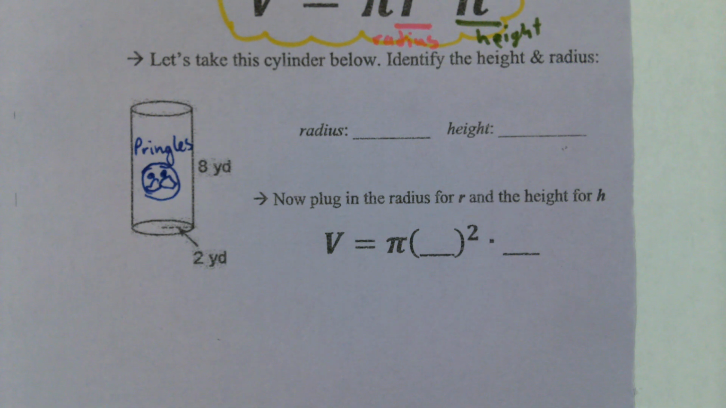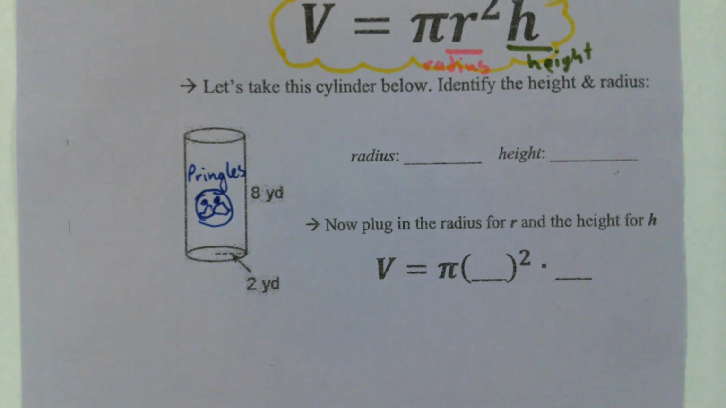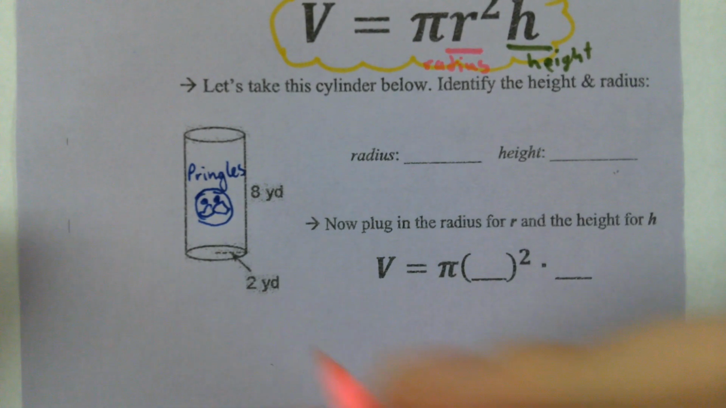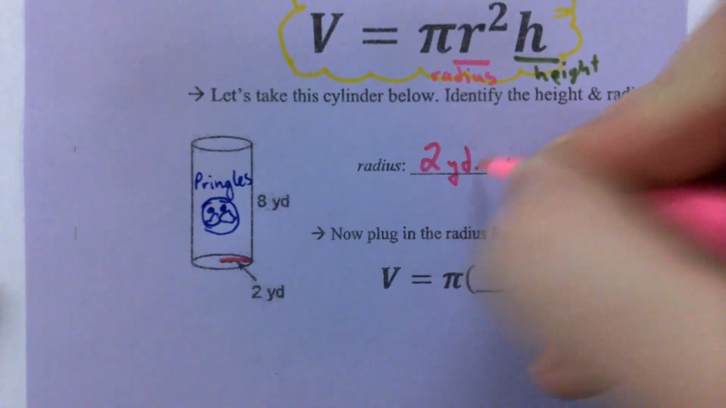All right. Anyway, just think about a Pringles can when you think about a cylinder. So take a look at this Pringles can. What is the radius of this Pringles can? 2. Why do you say 2, Theo? 2 yards. It says it right there, exactly.